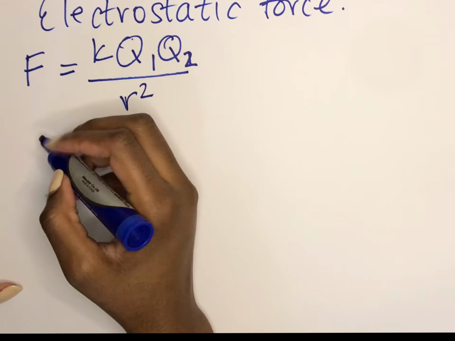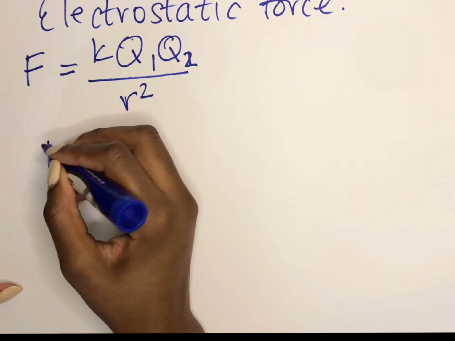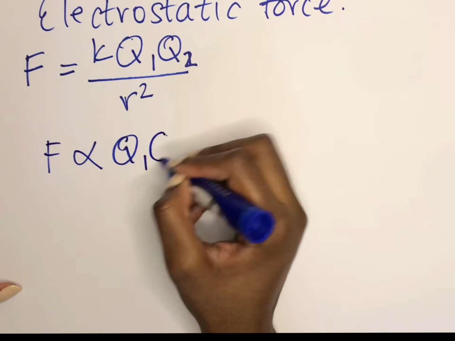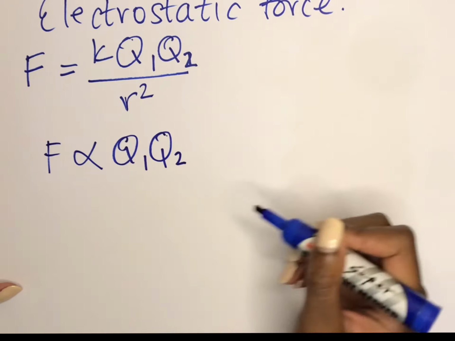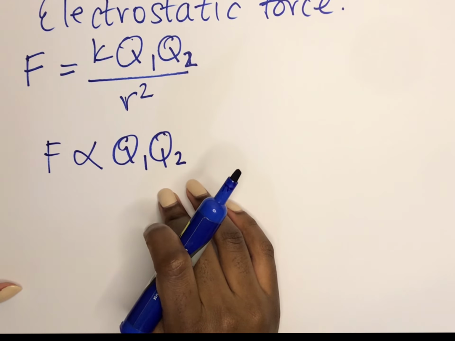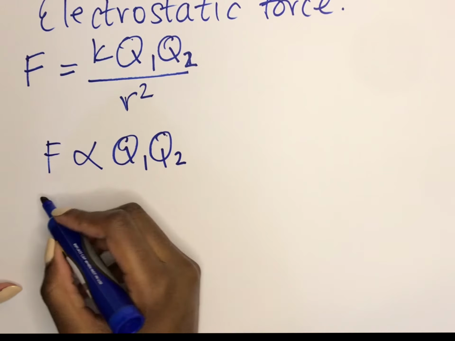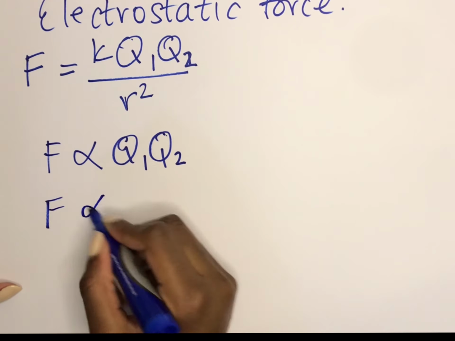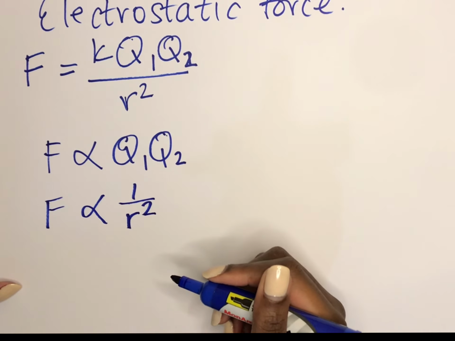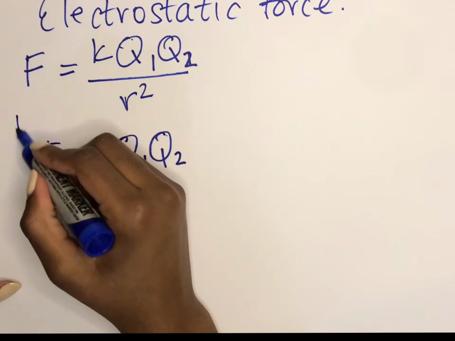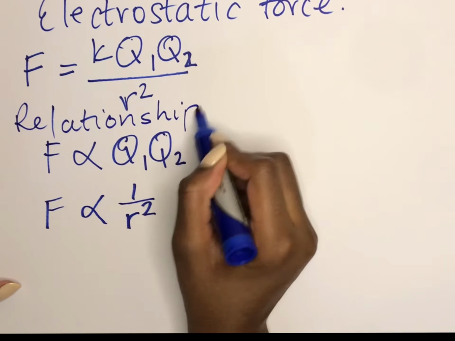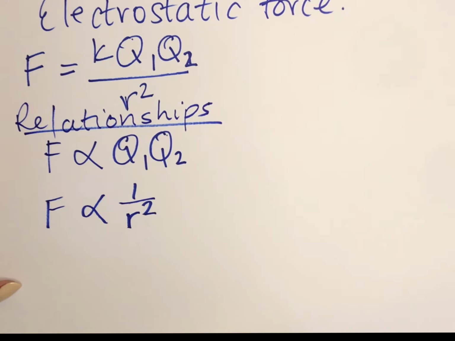Which means from this equation we can get two relationships, right? The first one is that F is directly proportional to the product of the magnitudes of the two charges. And we can also get that the force is inversely proportional to the square of the distance between them, right? So these are relationships which are nice for MCQ questions that you must be able to know and understand.